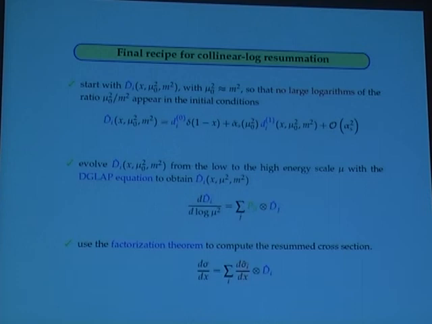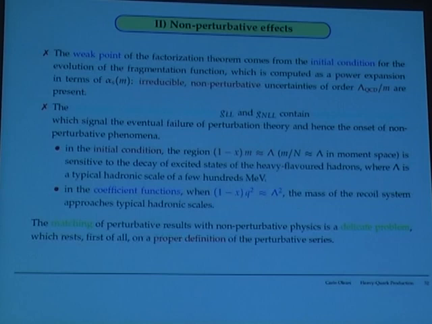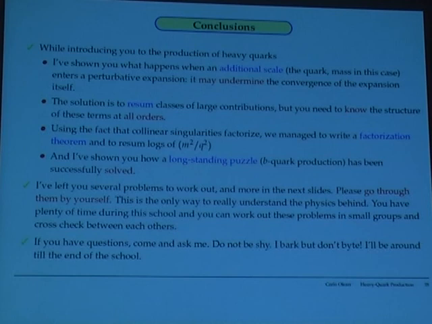Okay, this is the way to do physics when you have a massive quark. I'm not going to talk about soft logarithm as I knew from the beginning. I'm not going to talk about non-perturbative effect. I knew that before. I'm going to tell you the end of the story. It's just that this is where the situation before, I showed you at the third slide, where the theoretical prediction were a factor of 3 below the data. If you use the appropriate non-perturbative function, and you can find this slide before, if you use a resummed formalism, you see what happens. So the disagreement is absolutely not as bad as it was before. So the situation with the b quark is now totally solved.